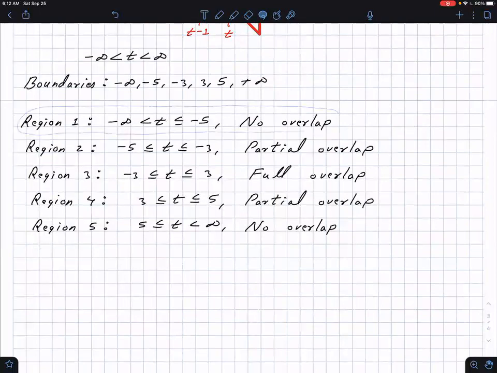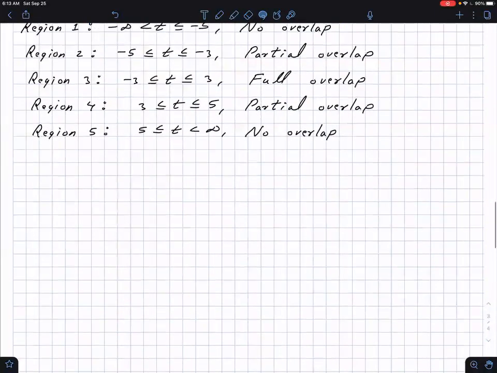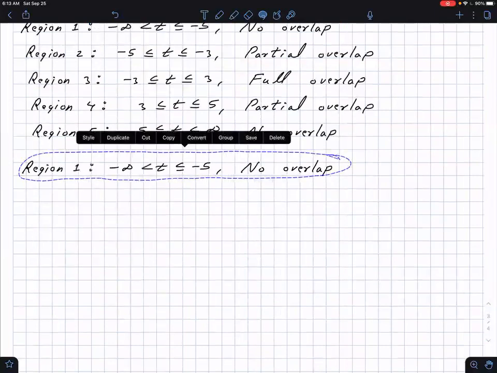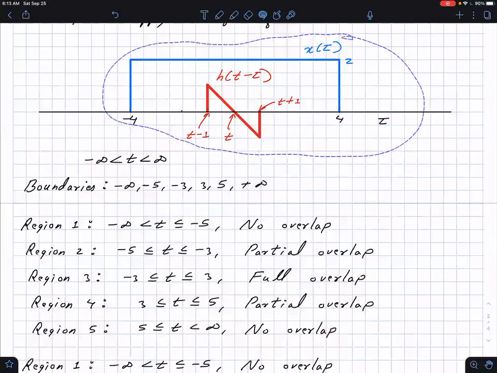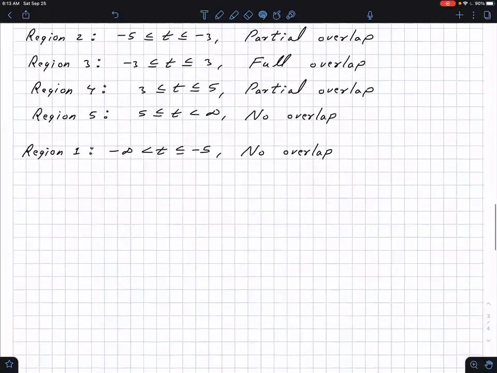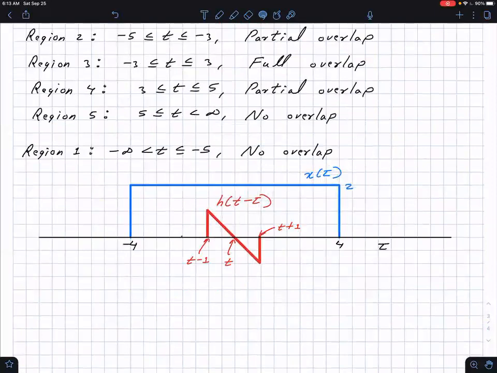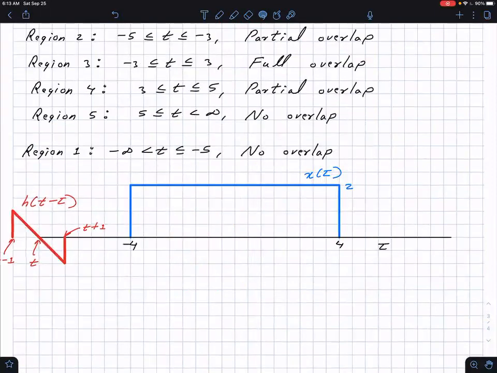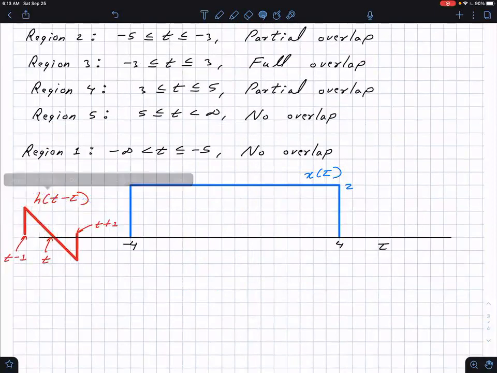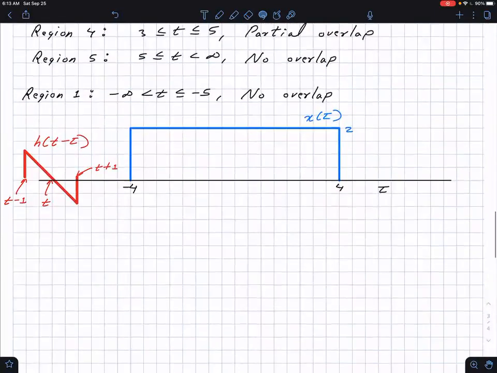So let's consider this one. Okay, and let's draw a graph that represents the first region. So this is when the shift is between negative infinity and -5. And in that case, no overlap happens between h and x. And when we say overlap, we're talking about just the non-zero parts of x and h.